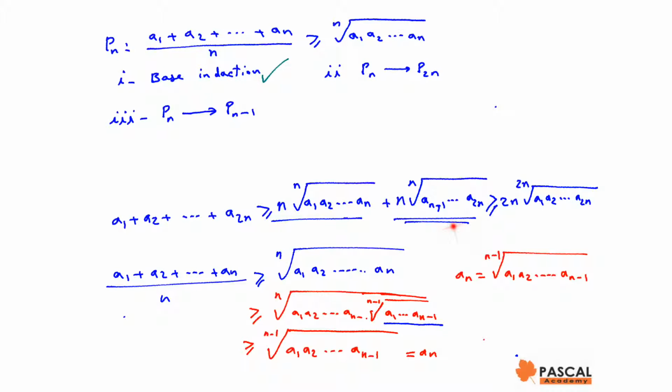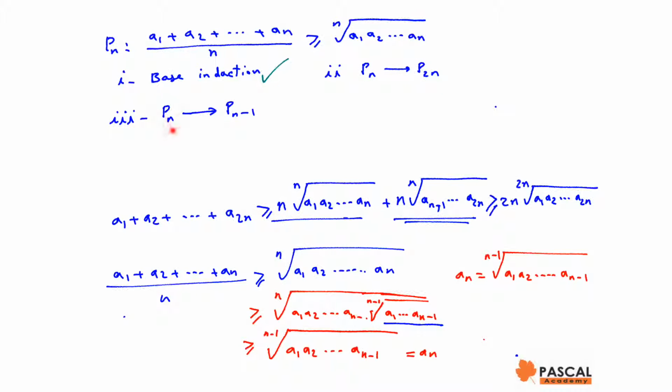Now we use the arithmetic geometric mean inequality for two terms, and we have (a1 plus a2 plus ... plus a2n) over 2n is greater or equal than the 2n-th root of a1 a2 ... a2n. If you multiply these two and take the square root and times it by 2, you have the other.